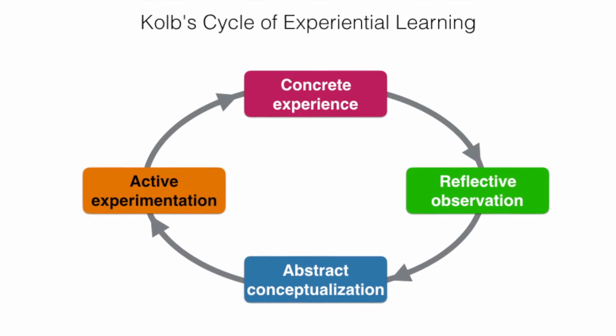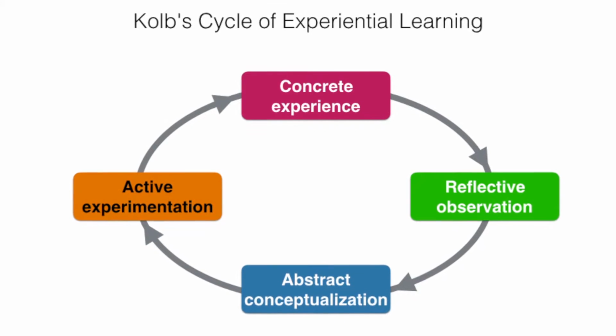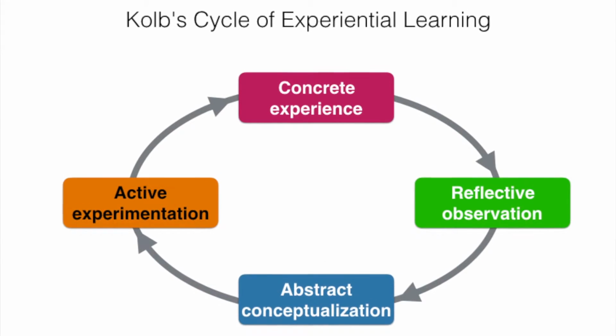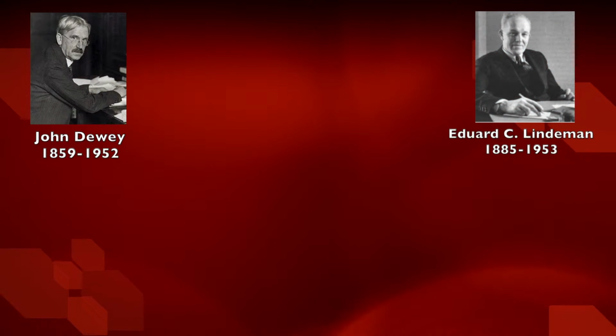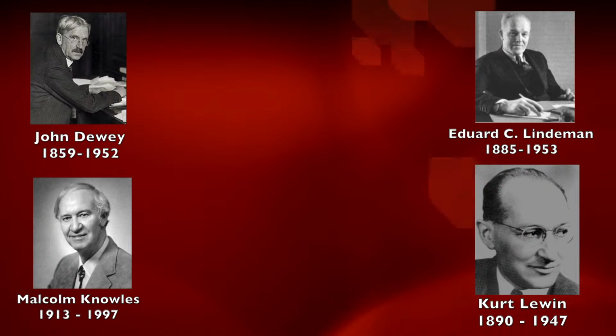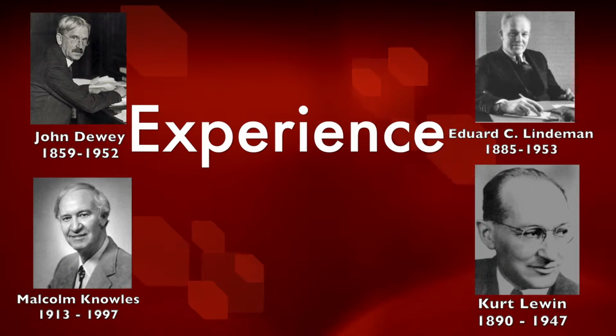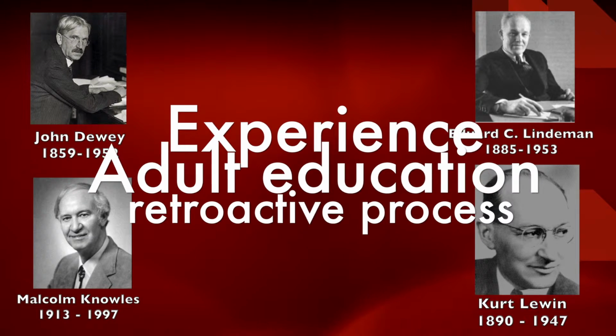This model can be used to imagine and create a whole training session over a period of time or just 1 or 3 hour lessons. The model takes for granted that learning happens by action, by reflection, centered around the learner, and that there is a link between the learner's experience and how they use this learning. Kolb gets its inspiration from 4 philosophers and researchers: Dewey, Lindemann, Knowles, and Lewin, whose works were based around experience, adult education, and the retroactive process.